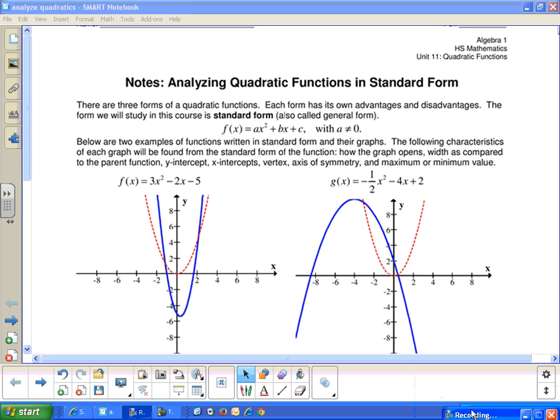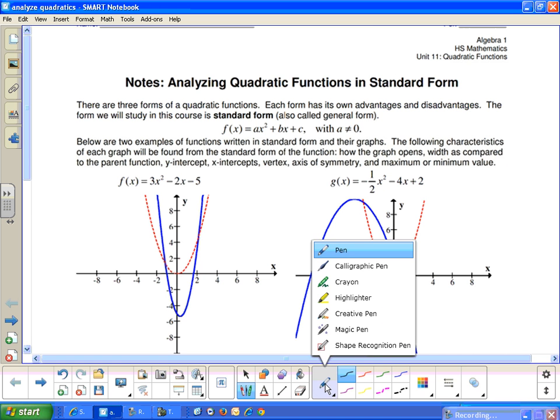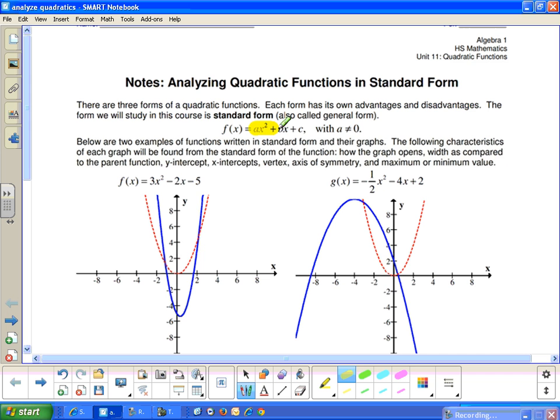Okay, these are our notes on analyzing quadratic functions in standard form. Standard form simply means that we have everything on the same side: ax squared plus bx plus c equals 0, and a is not equal to 0. If a were 0, then it would be a linear function.